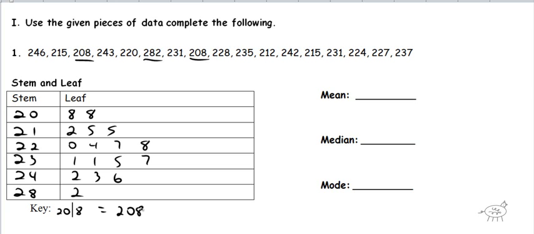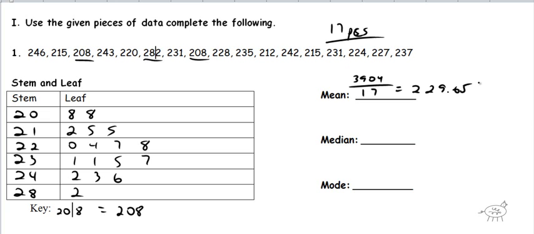Okay. All right. So the mean is literally you add them all up, and there are 17 pieces of data. So if I add them up, I get 3904 divided by 17, which is 229.65. That's our mean. That's easy.